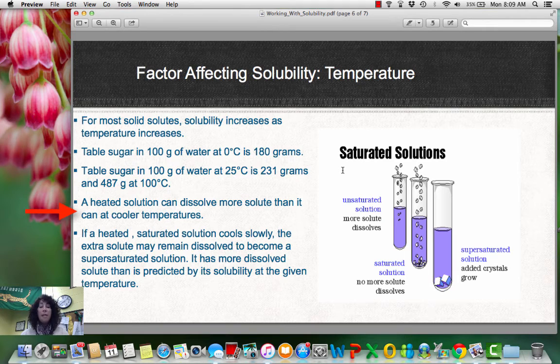So if a heated saturated solution cools slowly, the extra solute may remain dissolved to become what's called a supersaturated solution, where it has more solute than is predicted by its solubility at a given temperature.